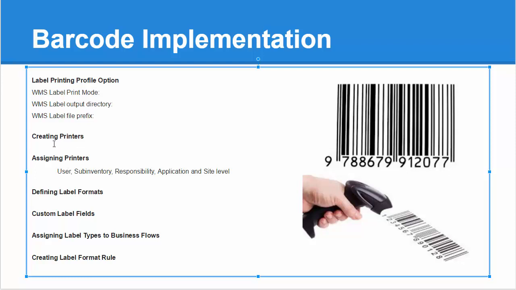Okay, so we are going through the WMS label printing. We're done with profile options. Now we talk about the printers and how we link the printer with one of these levels. So let's start with the printer creation.